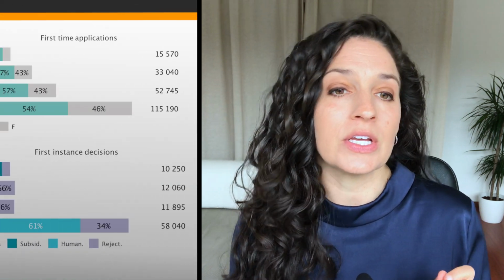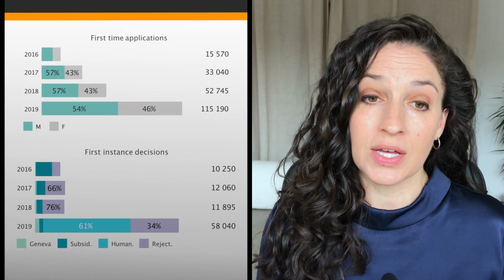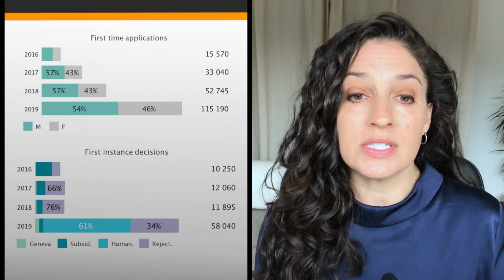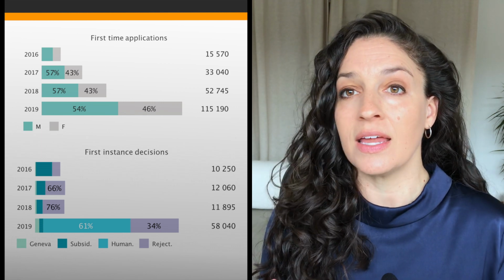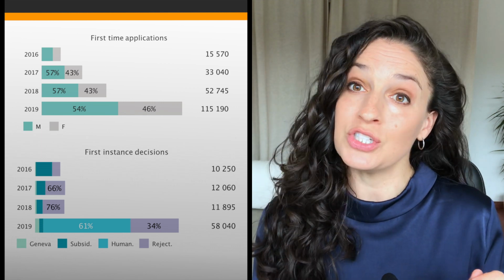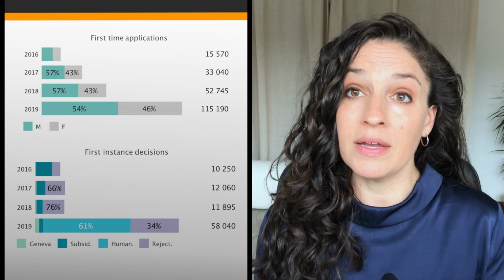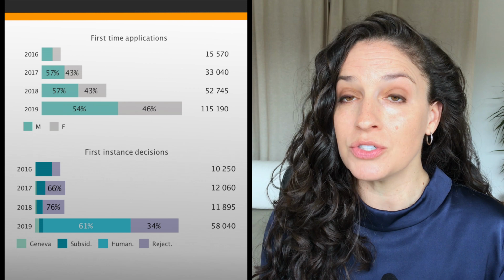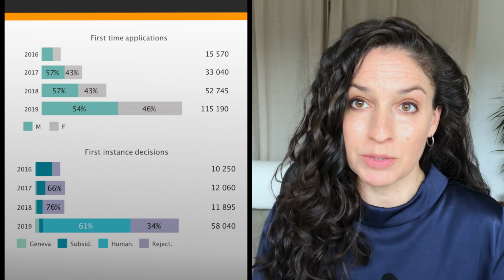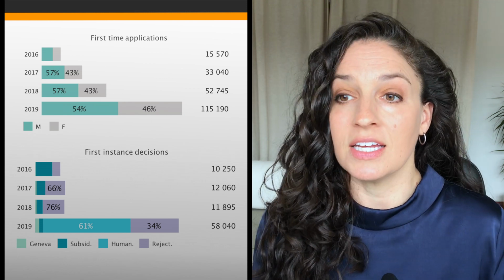Moving off of refugees and forced migration, let's look at first-time asylum-seeking applications, all right? And again, we can look at between 2016 and 2019. And what you can see also here pretty clearly is that the applications between men and women are split a bit equally, a bit more men than women, but compared to some other countries, this is more of an even split between men and women seeking asylum.